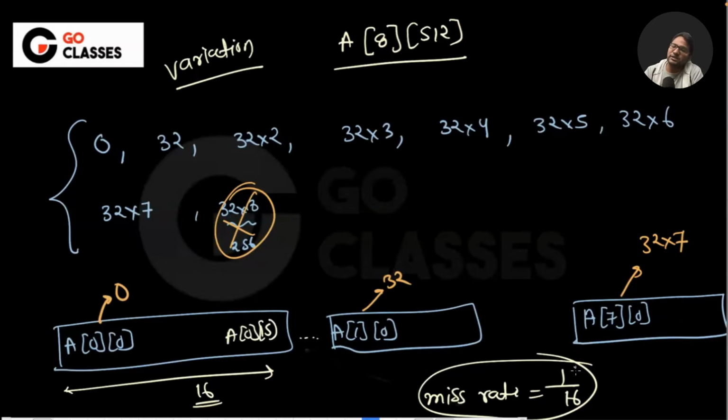In that case the miss rate is 1 upon 16, because your access pattern is not so big that you are replacing this 0 with this 256, right? Understanding my concern that I'm trying to convey?